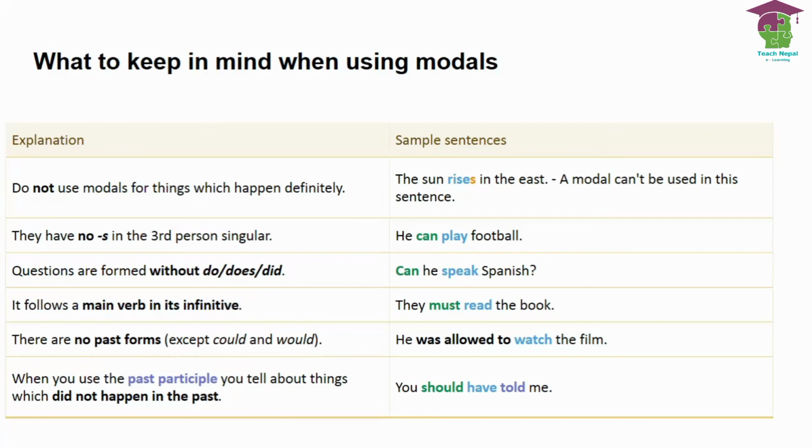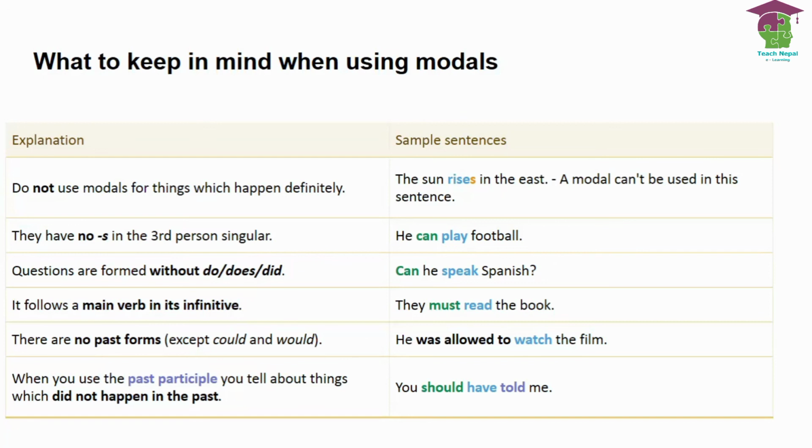Yeah, you do not use modal for things which happen definitely. For example, the sun rises in the east. You should not say a modal verb. It can't be used in this sentence. We can't say the sun can rise in the east, we don't say, or the sun will rise in the east, we don't say.